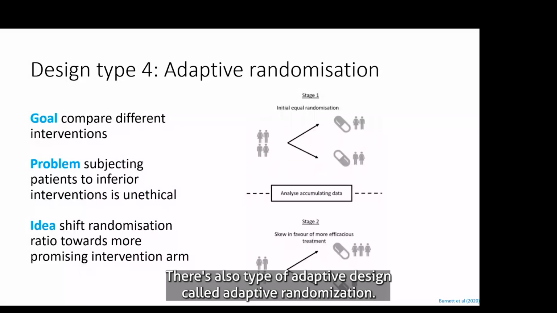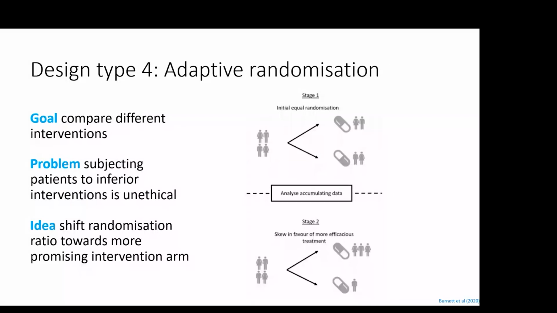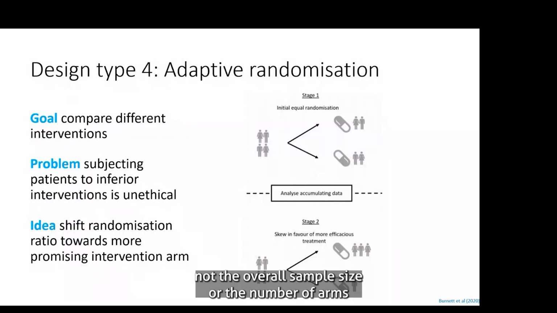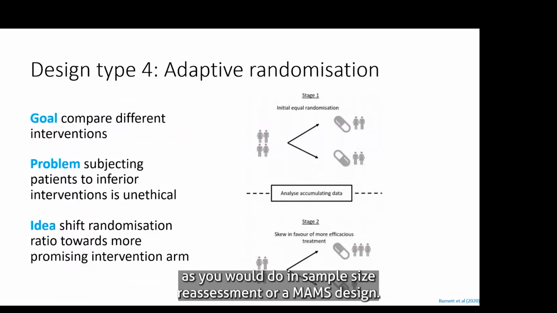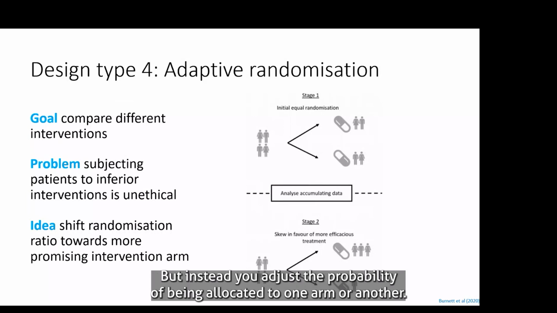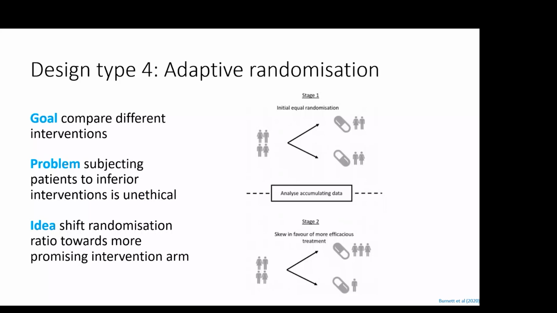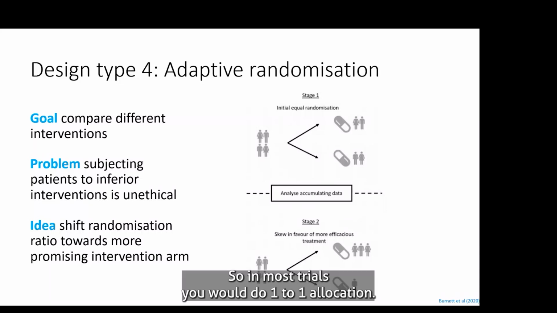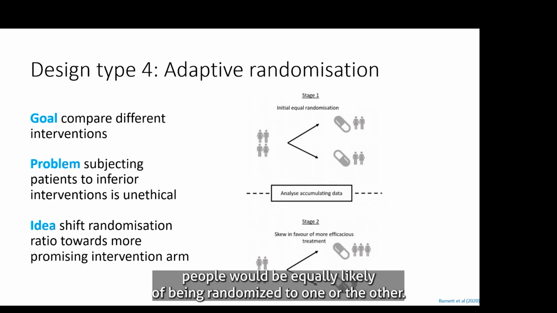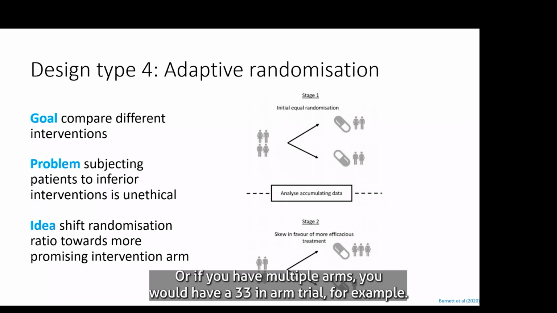There's also a type of adaptive design called adaptive randomization. Here you adjust not the overall sample size or the number of arms as you would do in sample size reassessment or a MAMS design, but instead you adjust the probability of being allocated to one arm or another. So in most trials, you would do a one-to-one allocation. So people would be equally likely of being randomized to one arm or the other. Or if you have multiple arms, you would have a 33% chance in a three-arm trial, for example.